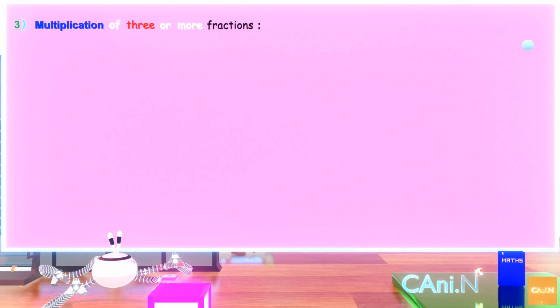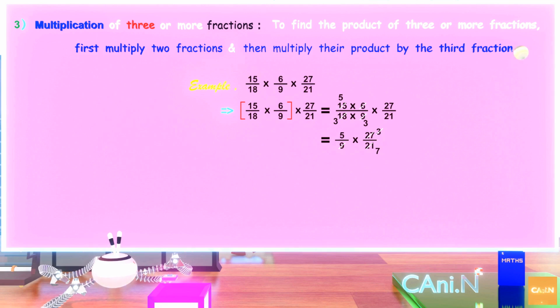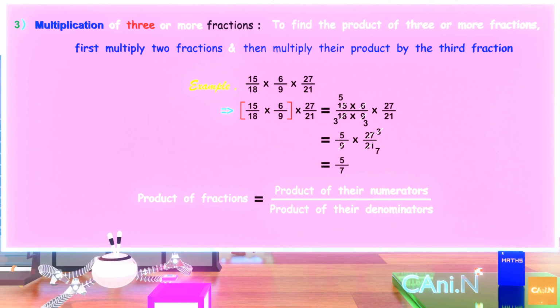Multiplication of 3 or more fractions. To find the product of 3 or more fractions, first multiply two fractions and then multiply their product by the third fraction. Example. Solve 15/18 into 6/9 into 27/21. We get 5/7. So, the product of fractions equals the product of their numerators by the product of their denominators.